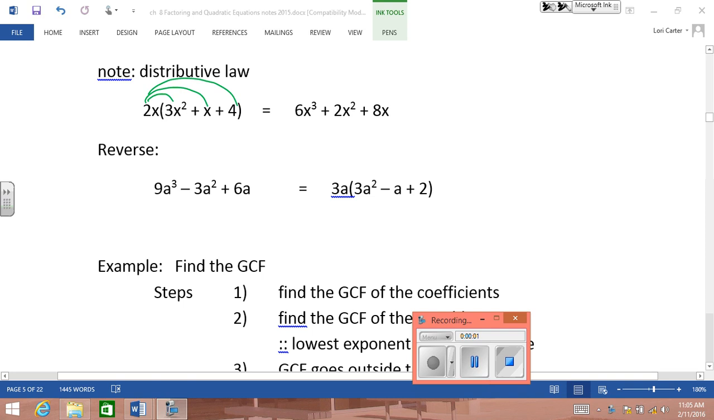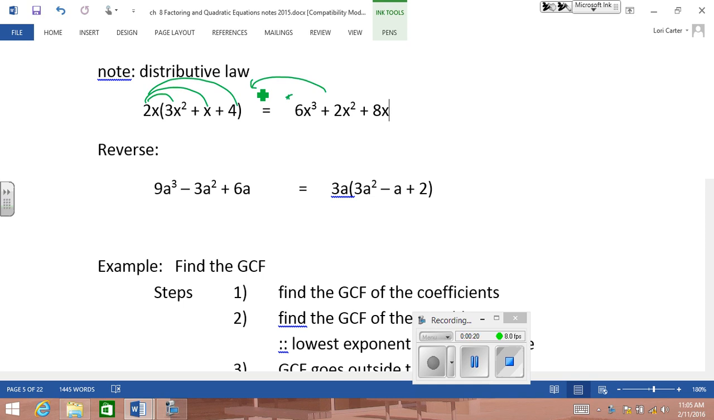Now, they're going to start here, and you have to go this direction. So you have to take out what they have in common. Now look at the numbers first. What do 6, 2, and 8 have in common? They all have 2. And they all have an x.